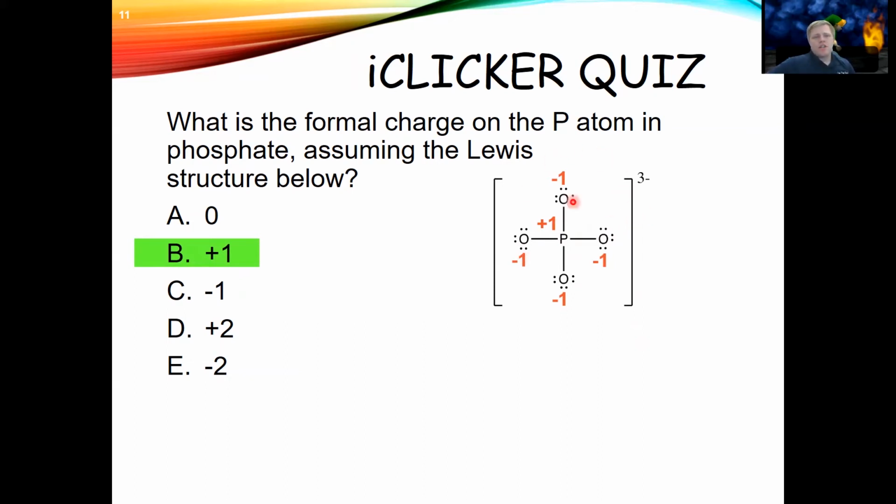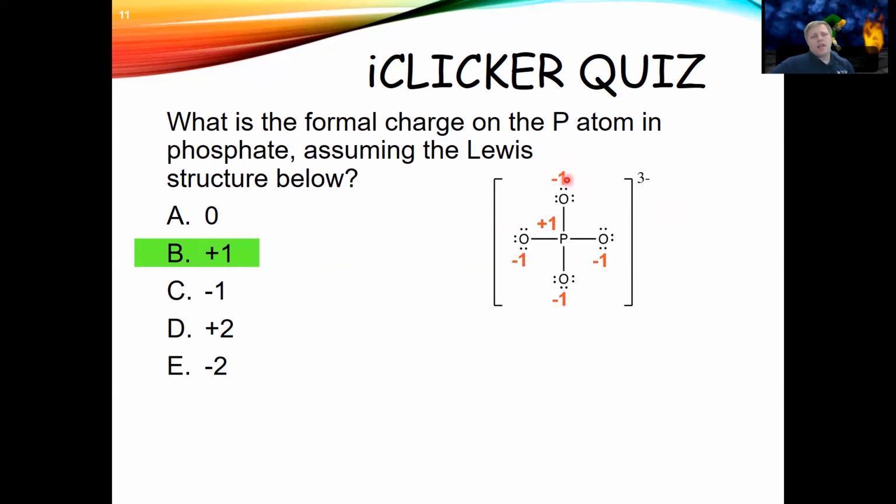So in this structure, the way I've drawn it here, the central phosphorus atom is going to have a +1 formal charge. And then all the oxygens are going to have a -1. So if you add all this up, 1 plus minus 1 minus 1 minus 1 minus 1, you get a total of 3 minus. So that all works out charge-wise.